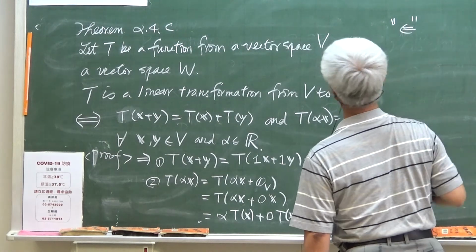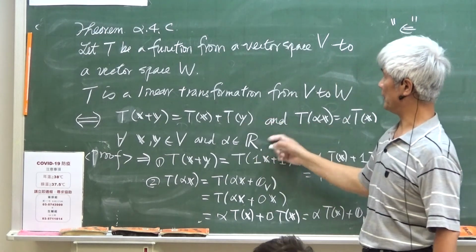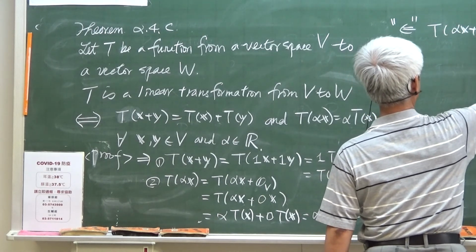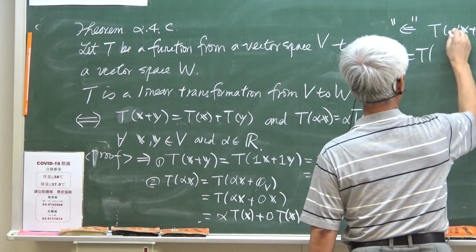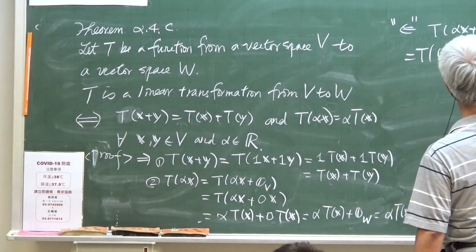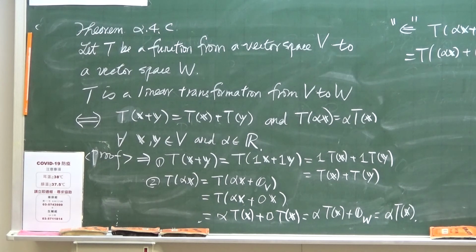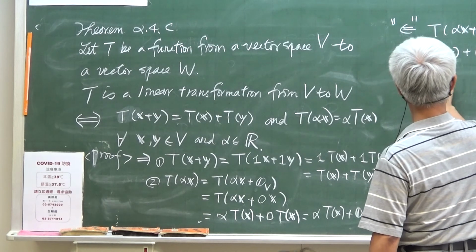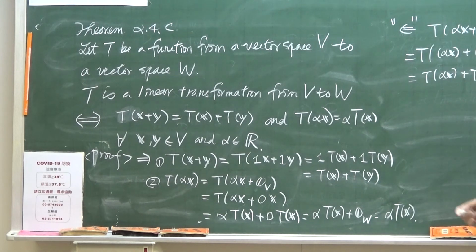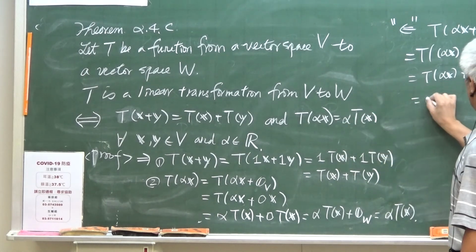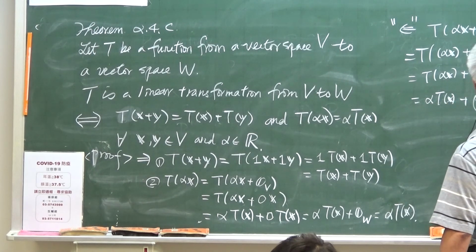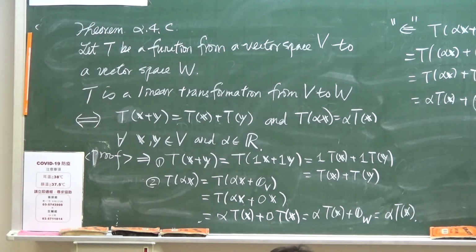Reverse direction. Suppose we have these two properties. So now we check. T of alpha x plus beta y: we regard alpha x as a vector and beta y as a vector, so it's the sum of two vectors. Now apply this rule. So this is T(alpha x) plus T(beta y). Now apply this rule. This is alpha T(x) plus beta T(y). Okay, and we have that. So that completes the proof.